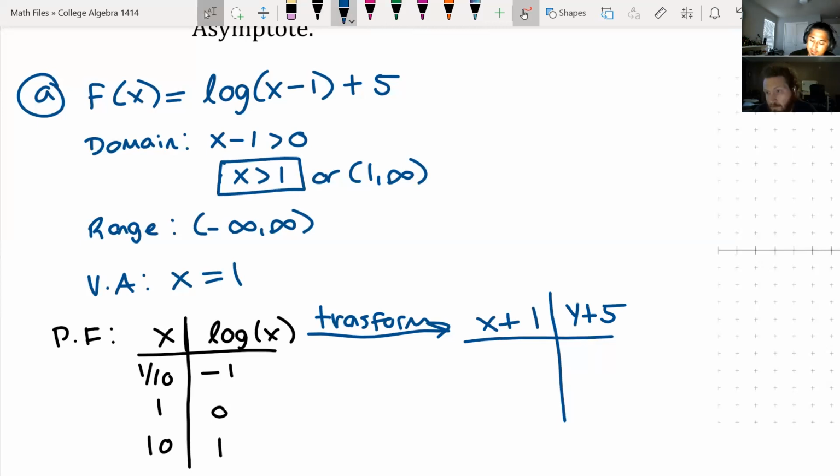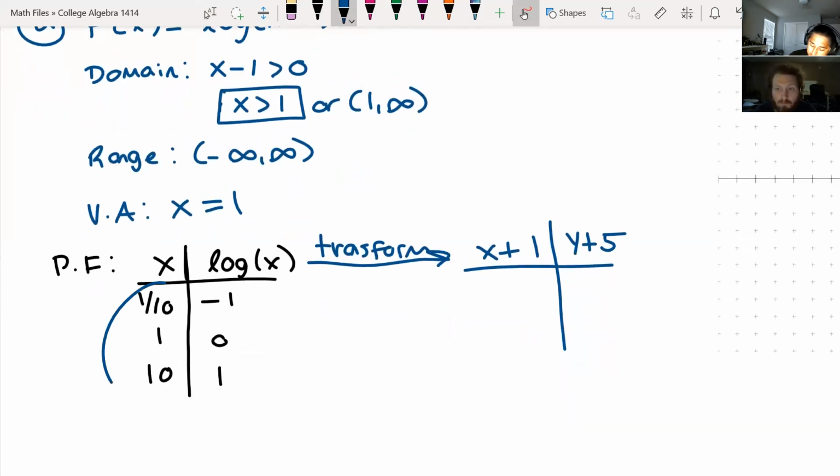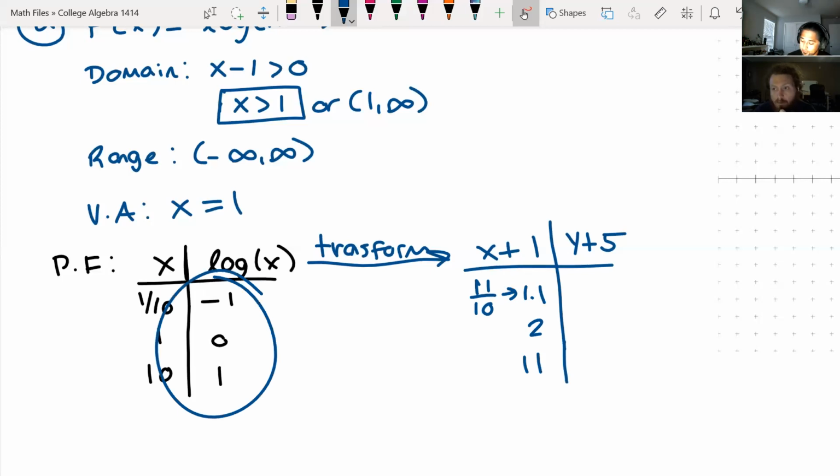Okay. So that means that all I'm going to do here is add 1 to all of these x values. And then 1/10 plus 1 gives me 11/10. But since we're graphing it, we need a decimal number. So this is 1.1. And then 1 plus 1 gives me 2. And 1 plus 10 gives me 11. And then for your y values, you'll just add 5 to all of these.